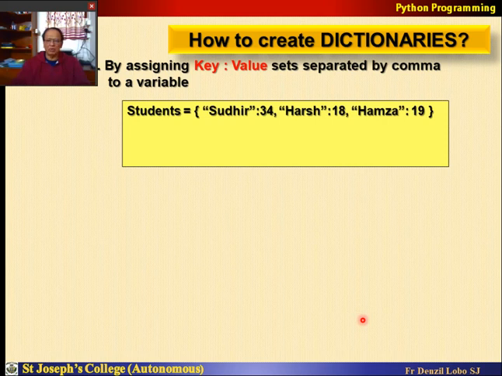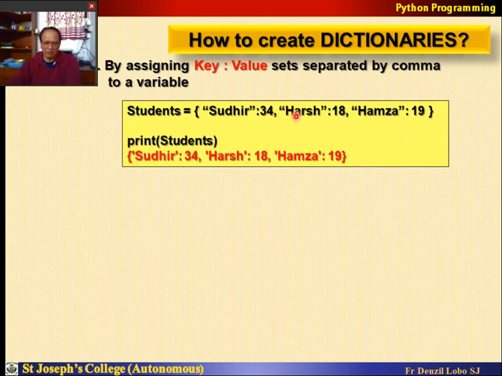So how to create dictionaries? The first way is, as we have done just now, by assigning key value pairs separated by commas. You can directly do that, key value, comma, etc. This is one way of creating a dictionary called students. So print students, and automatically it will print the same content as it is given.